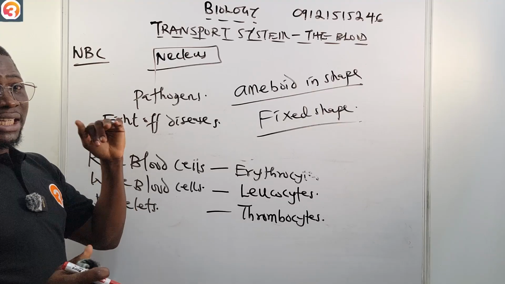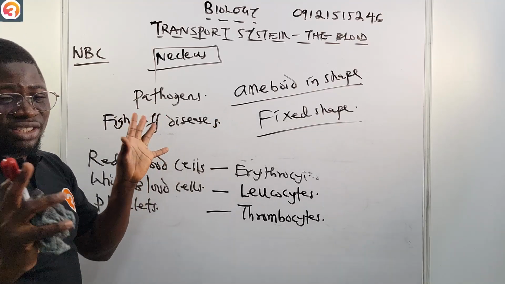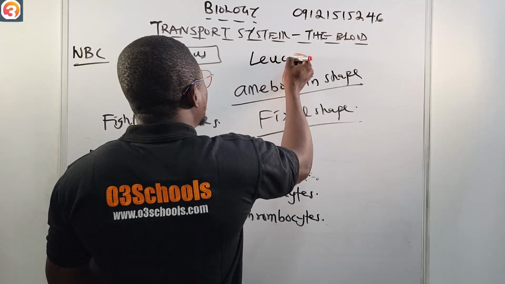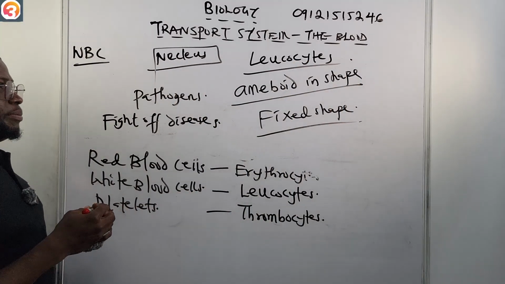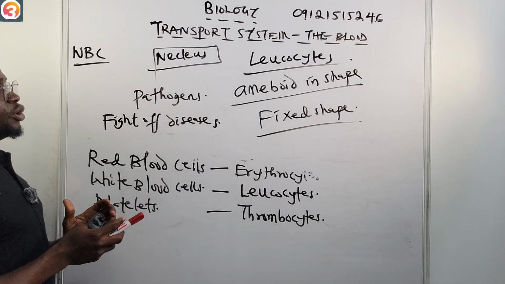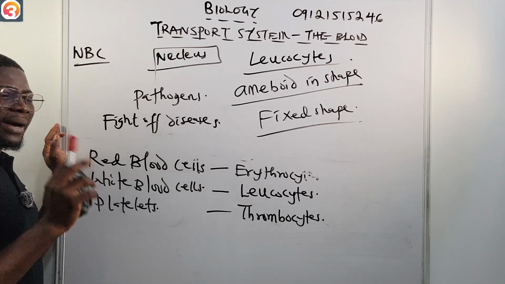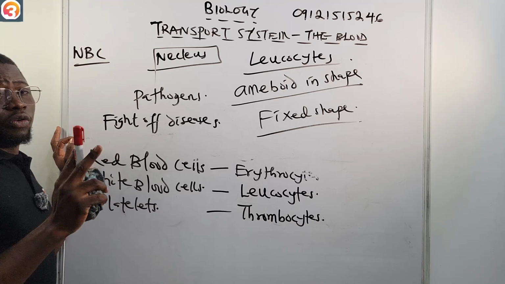They have a nucleus. They are amoeboid in shape. They do not really have a fixed shape. And of course, they are called leukocytes. Please take note of that. Their major function is to fight pathogens, or to fight off diseases. Please take note of that.